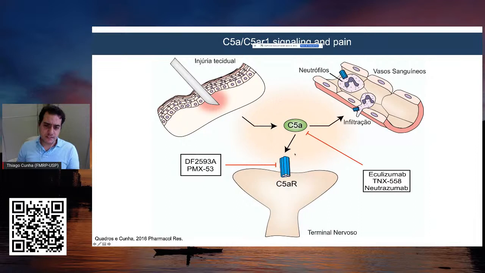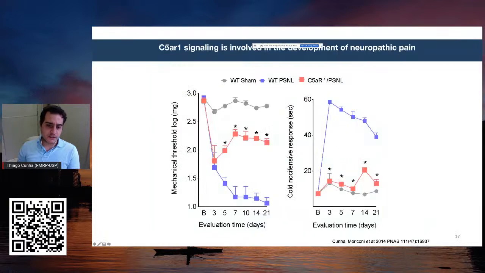So we took advantage of what we knew before, and we started to analyze the importance of C5a in the context of neuropathic pain. Firstly, we were able to show that C5a receptor knockout animals are resistant to the induction of neuropathic pain. As you can see here, the wild type mice develop neuropathic pain, here measured by mechanical allodynia, and these knockouts for C5a receptor are resistant to neuropathic pain.